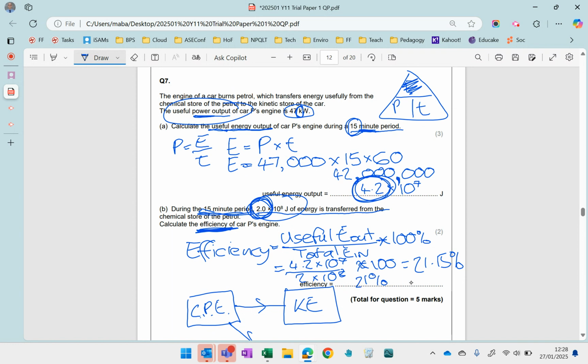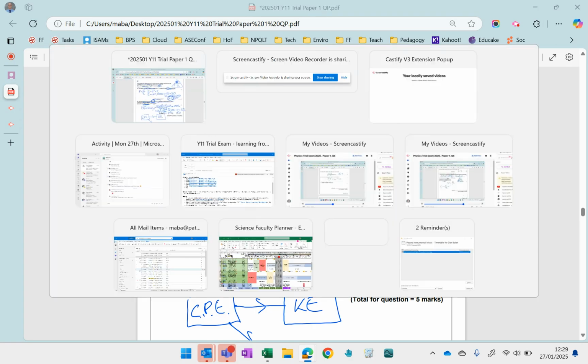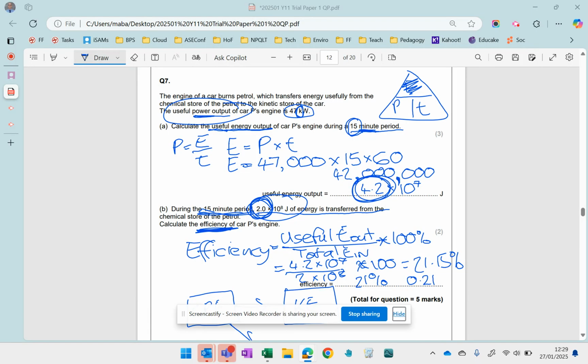Or if you chose not to multiply by 100, then it's going to be this unitless quantity 0.12, in which case you don't need any units. Not 0.12, 0.21. Sorry.